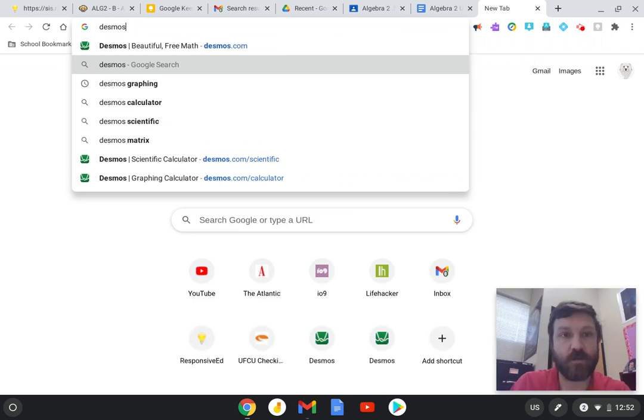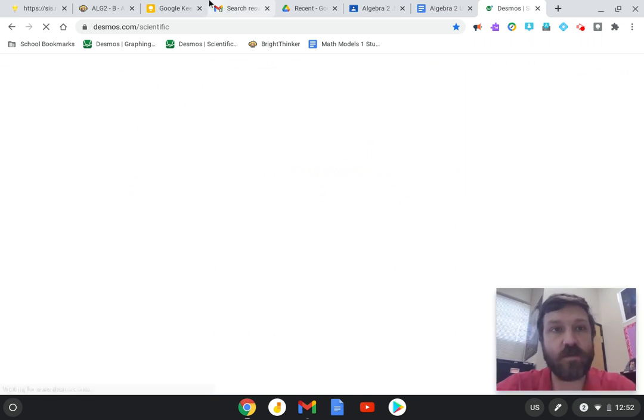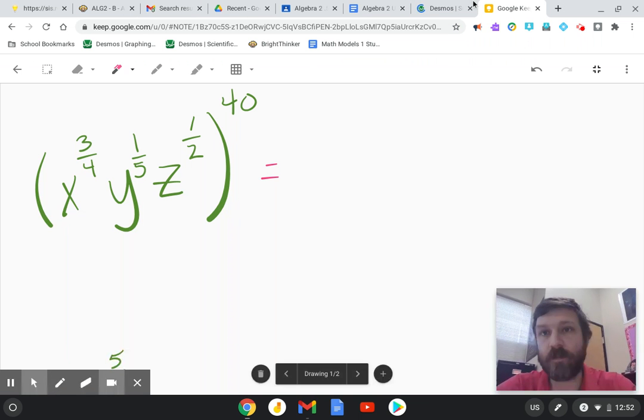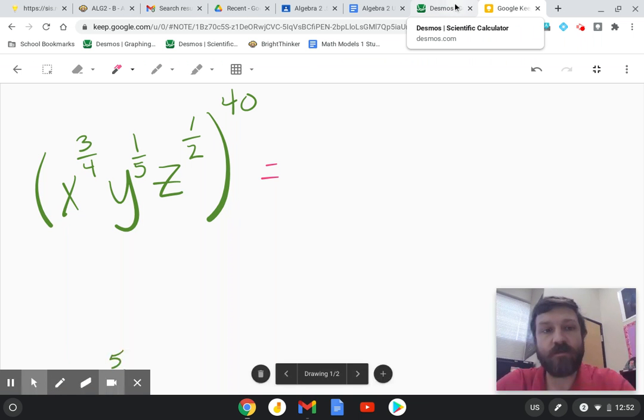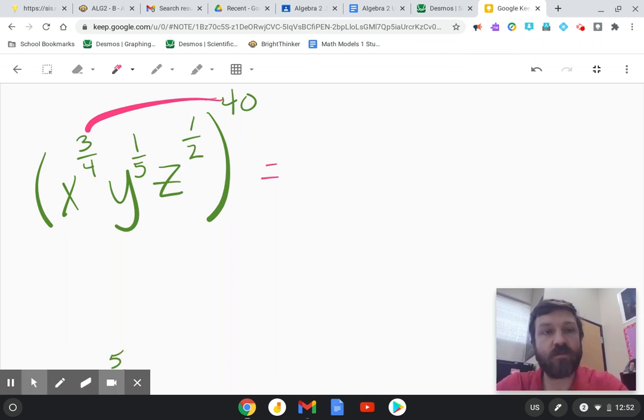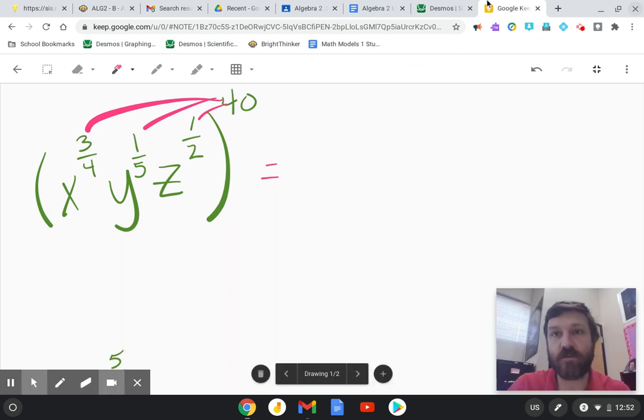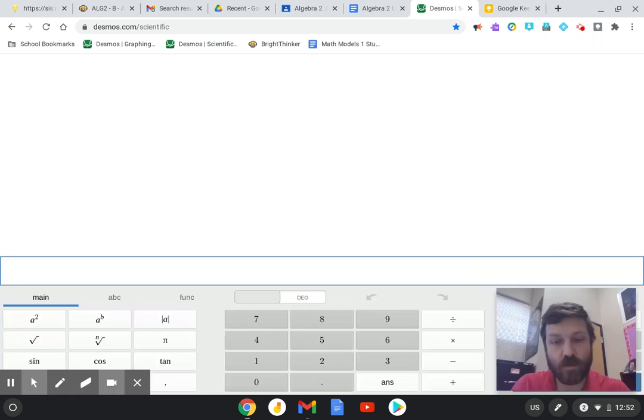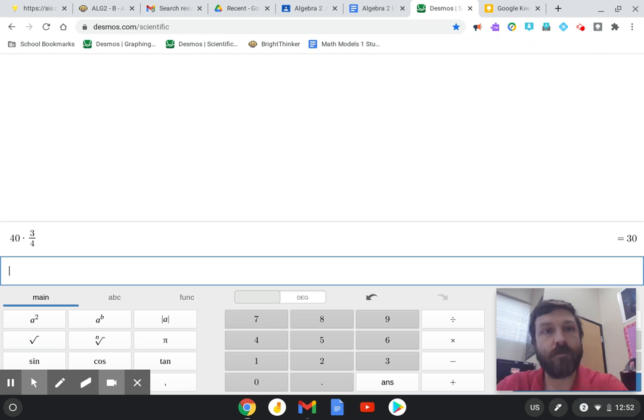So let's go open up Desmos, and let's work this out using our calculator. So x to the 3/4. This 40 is going to get distributed to all 3 of those. So we'll do 40 times 3/4. 40 times 3/4 is 30.